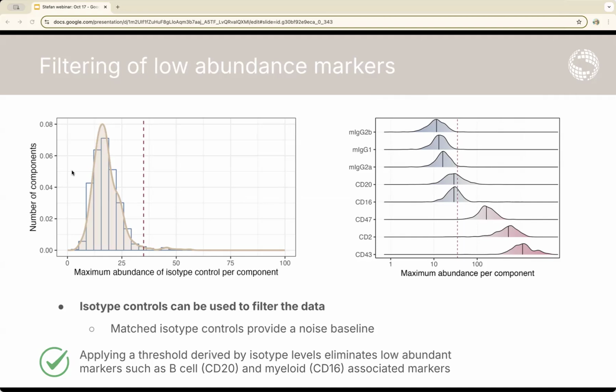On the left, you can see the histogram of the cumulative expression of the four different isotypes, and then using that, we can establish a threshold here. And when we set this threshold, we see that both CD20 and CD16 are falling to the left of this threshold, so to the side of the isotype controls. And for other markers, I've included examples such as CD47, CD2, CD43. All of these are proteins that are expressed and present on T cells. They're basically passing this threshold level of noise.